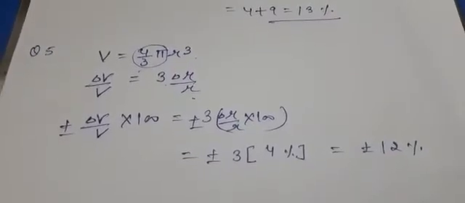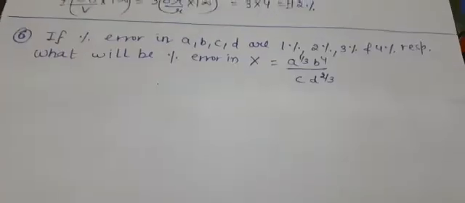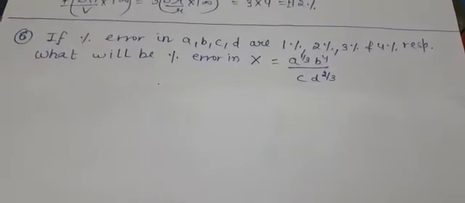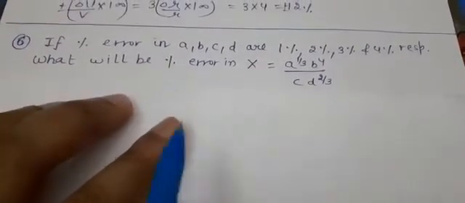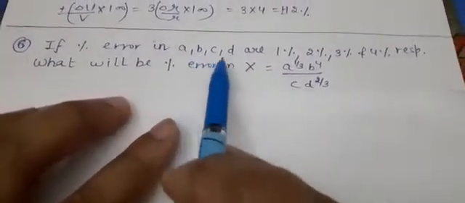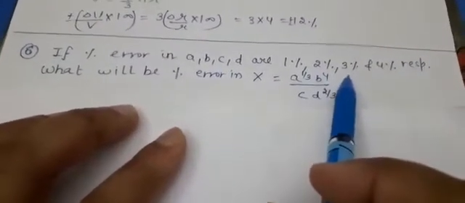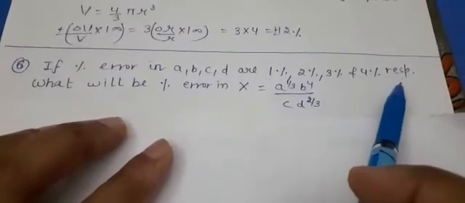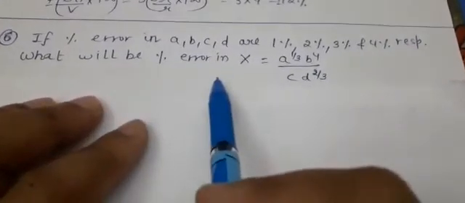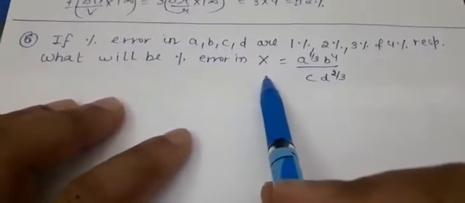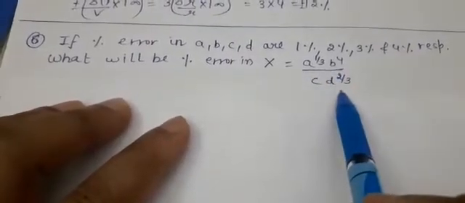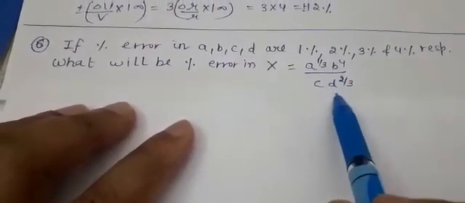So simple numerical. Now next numerical. Here, if the percentage errors in measurement of A, B, C, D are 1%, 2%, 3% and 4% respectively, what will be the percentage error in X, where X is a physical quantity depending upon these 4 parameters as by this result.